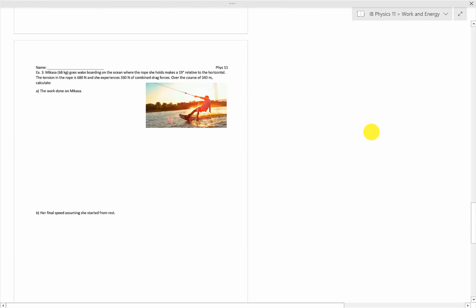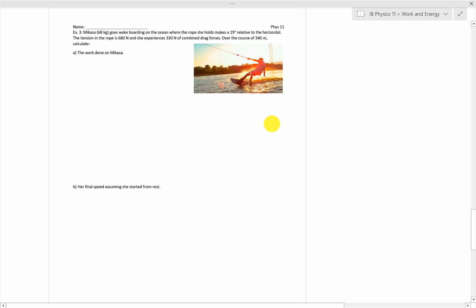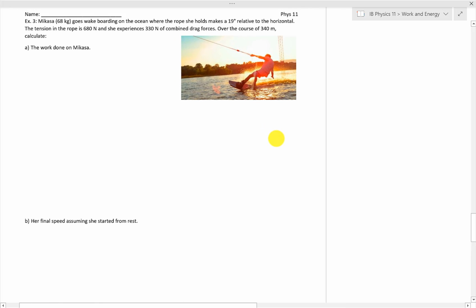There is a second problem, which then you can try. It's also more straightforward. It is also a recap of a previous question I've used before. So let's just read the question first so you know what you're doing. Mikasa goes wakeboarding on the ocean. The rope makes a 90-degree angle relative to the horizontal. The tension of the rope is 680 newtons, and she experiences 330 newtons of combined drag forces.